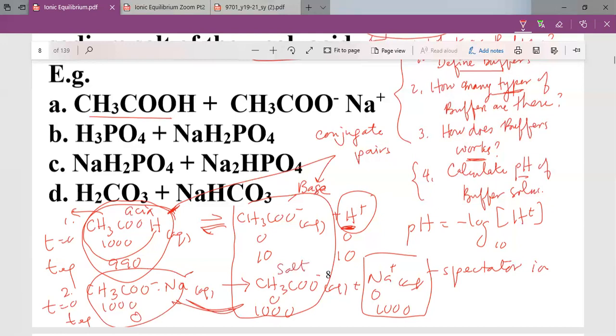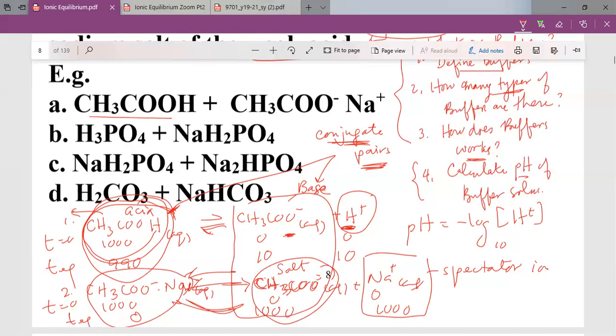So this is how it goes. That means there's plenty of both of these, plenty of the conjugate pair: plenty of the unionized acid, and plenty of the conjugate base, which comes basically from the salt. It didn't come from the acid, because the acid only ionized a bit. So the concentration of this fellow comes mainly from the salt. You can control the amount because it's a salt. You can weigh it out.